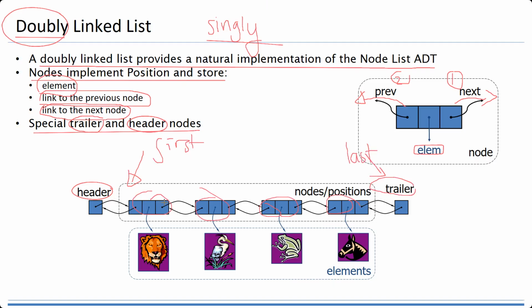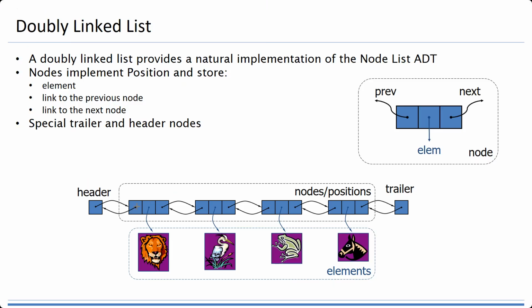And there will be a position. This position means it is before this one, and this position means it is after this one, because we have the links. This is the link to the previous, and this is the link to the next. This is the link to the next, and this is the link to the previous, and so on.